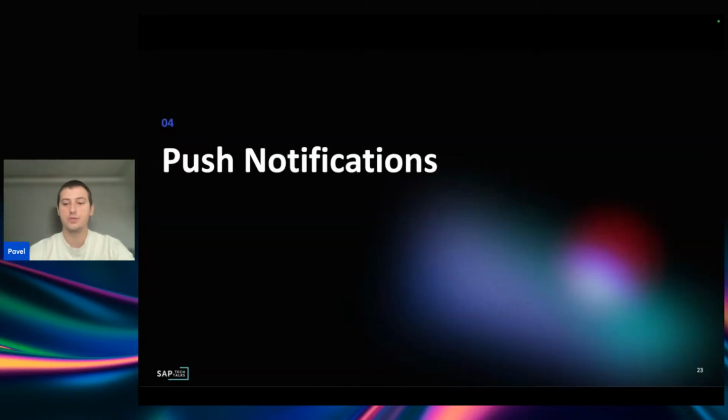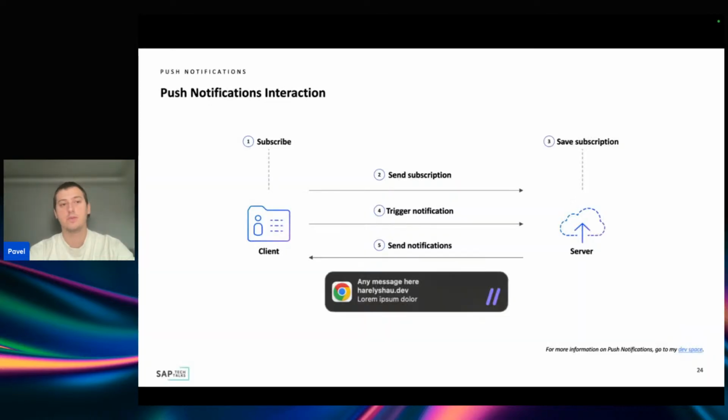Let's talk about push notifications. Native applications for sure can send push notifications to our devices, and it's also possible for progressive web apps. And let's see how we can implement it. Here is the schema of the interaction, how we should implement it. First of all, our client means our progressive web application, the front-end part of it. We need to subscribe to the corresponding event and get a subscription from the push manager.